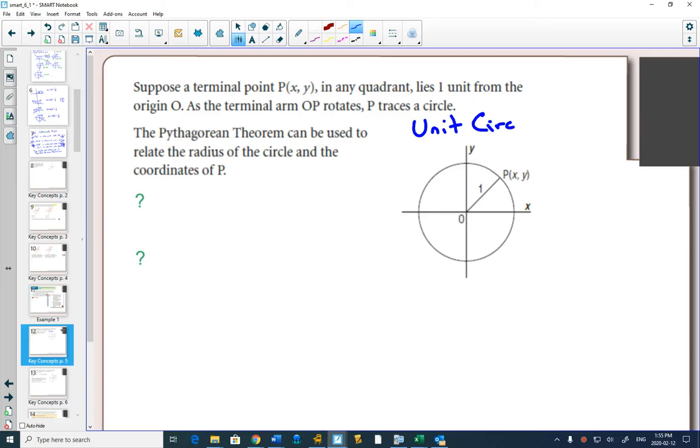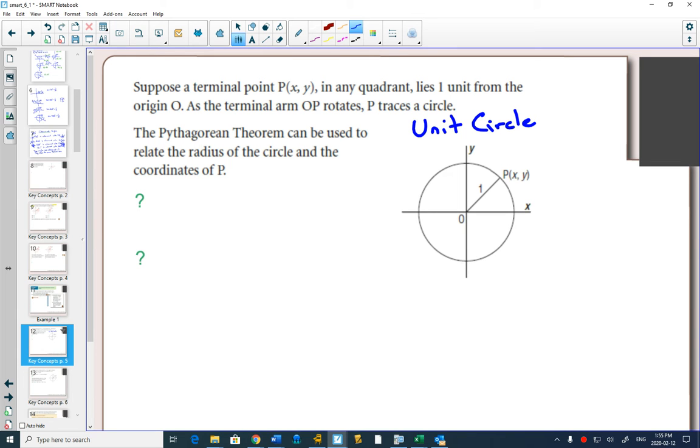This circle is called the unit circle because its radius is 1 unit. And from this circle, a few observations, and we totally expand our whole understanding of trigonometry.